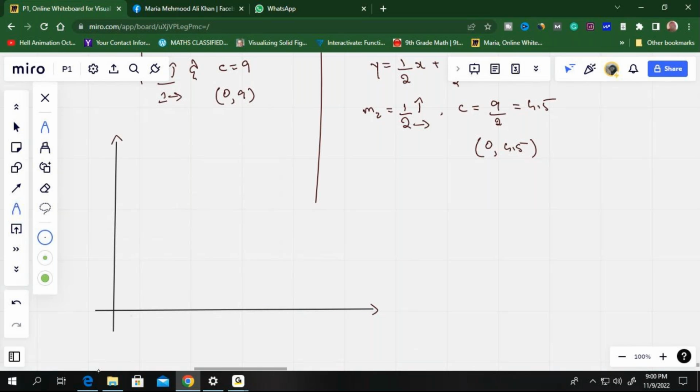You can take 1 centimeter equals to 1 unit or half centimeter equals to 1 unit. It depends on the space that is provided to you in the exams. So on that basis, you have to expand or you can shrink your scale. So I'm taking half centimeter equals to 1 unit on the y-axis and 1 centimeter equals to 1 unit on my x-axis. I can do it like that.